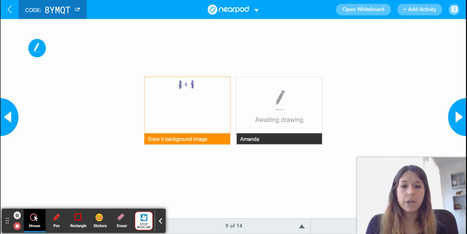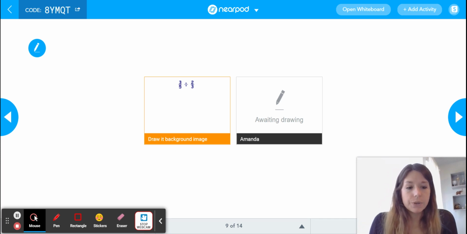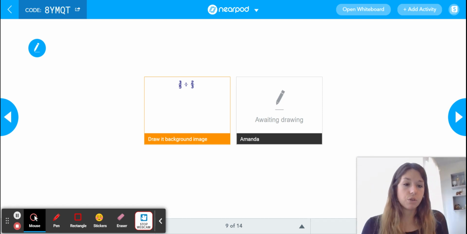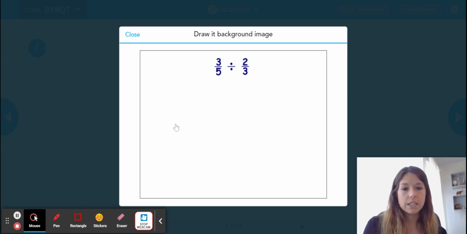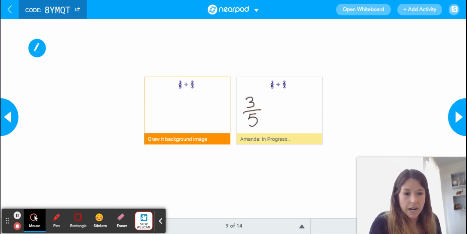Okay, so here we have 3/5 divided by 2/3. So on this slide, the students can draw along with me as I talk through the question. So we have 3/5 divided by 2/3. I want you to first draw 3/5 underneath because we first keep the first fraction. So we have 3/5, and we write 3/5 because we keep the first fraction.